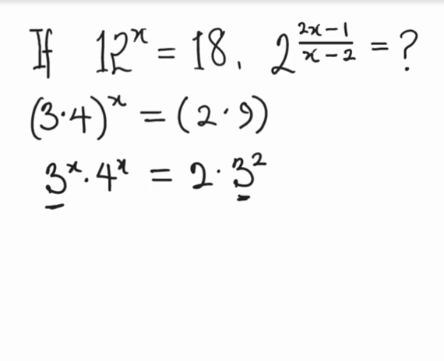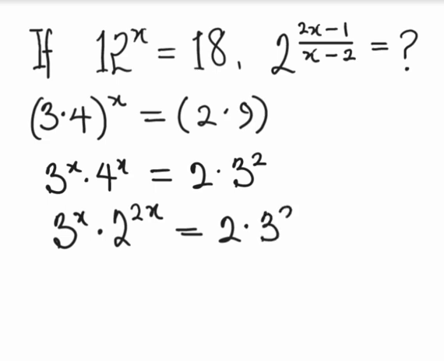So I'm making sure that the bases of the left hand side and the right hand side are equal. So I can say 3 raised to the power of x multiplied by 2 raised to the power of 2, that is, 4 can be expressed as 2 raised to the power of 2. Don't forget this power x is still there. It will now be equal to 2 multiplied by 3 raised to the power of 2. Don't forget where we are going. This is where we are going to.